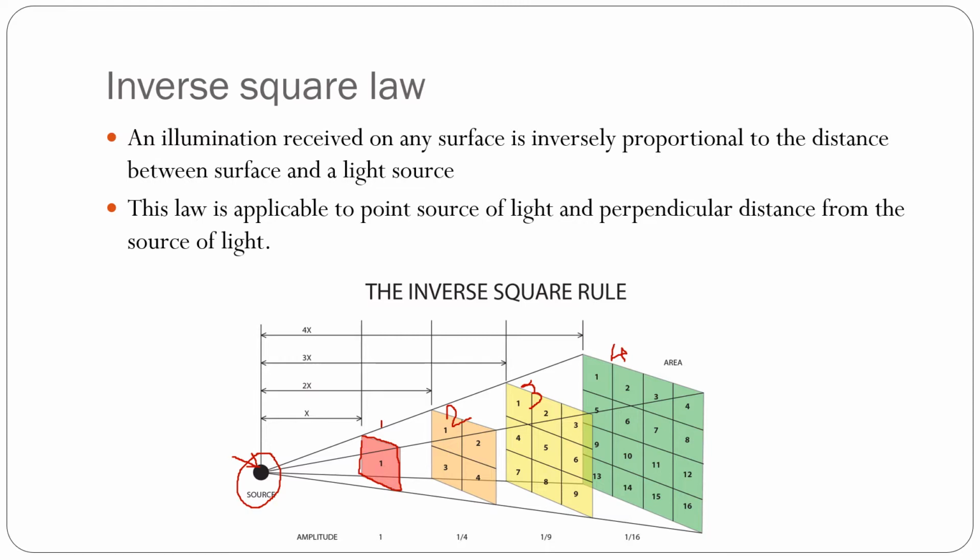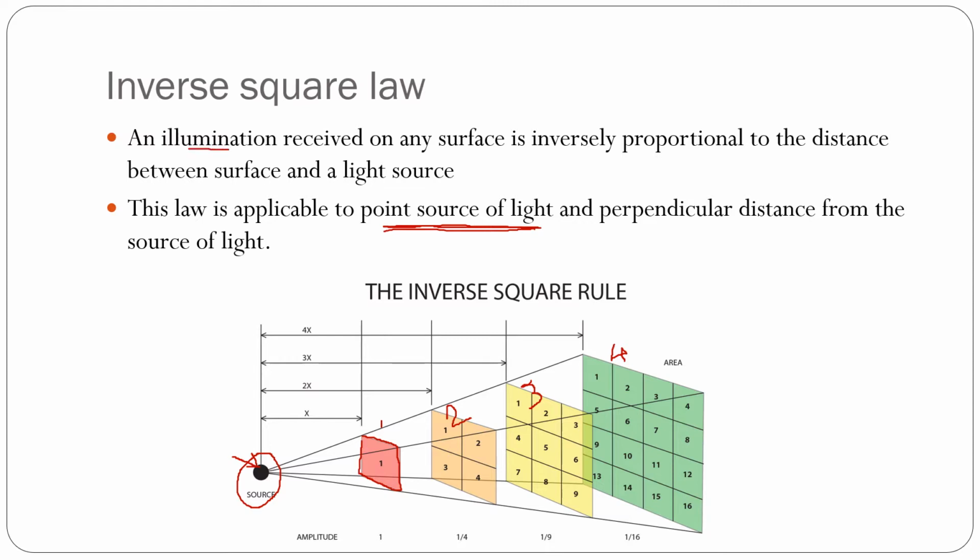Now this law is applicable only for a point source of light. So it is the prerequisite: a point source of light, and the perpendicular distance from the source of the light. So these two are the prerequisites for the inverse square law. Again I repeat the things.